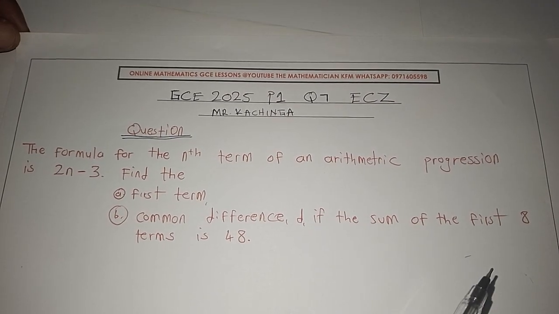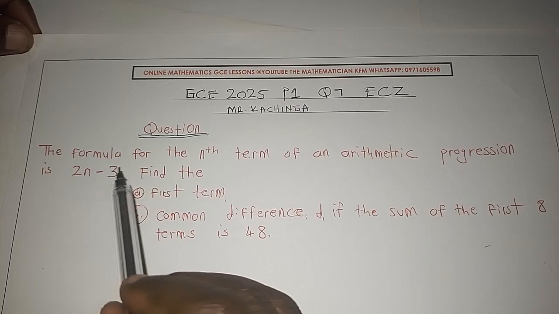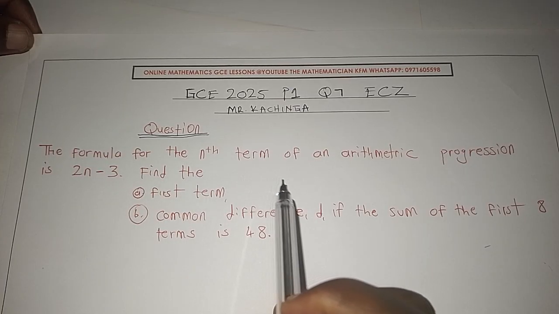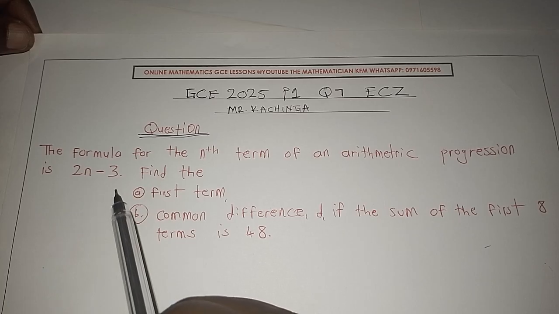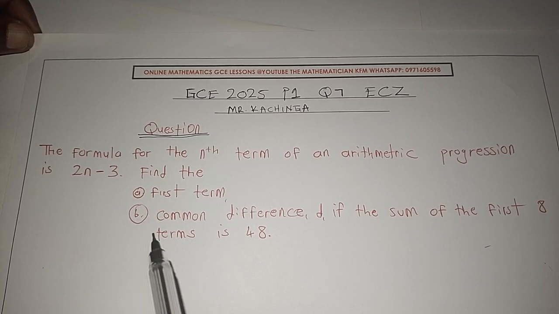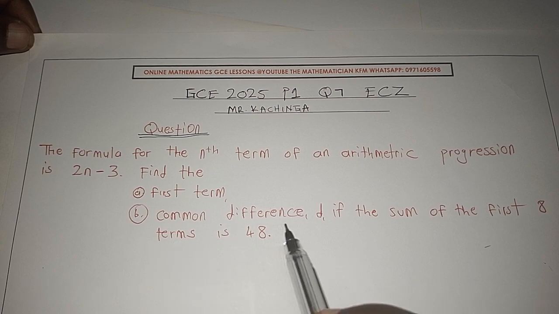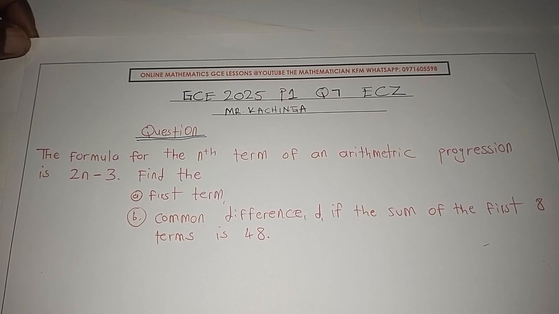This is mathematics. So let's look at the question. The formula for the nth term of an arithmetic progression is 2n minus 3. Find A, the first term, and B, the common difference D, if the sum of the first 8 terms is 48. So let's solve this question.